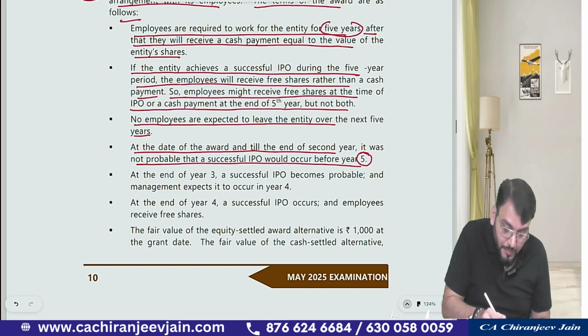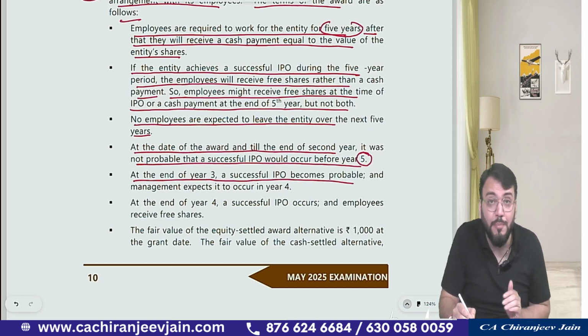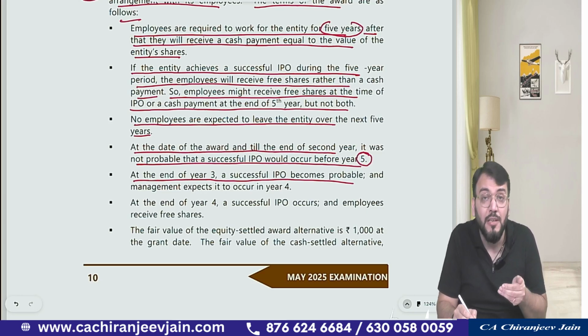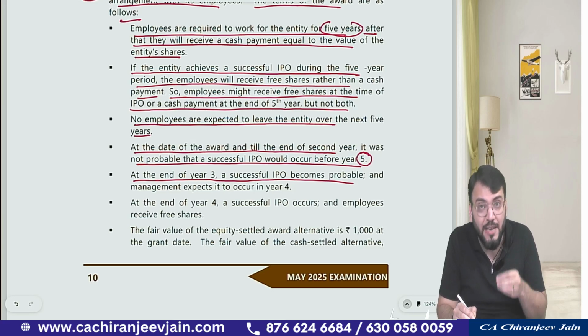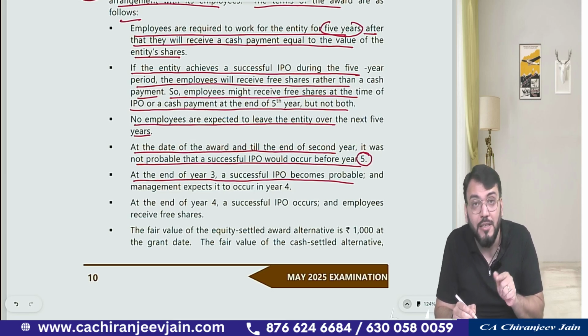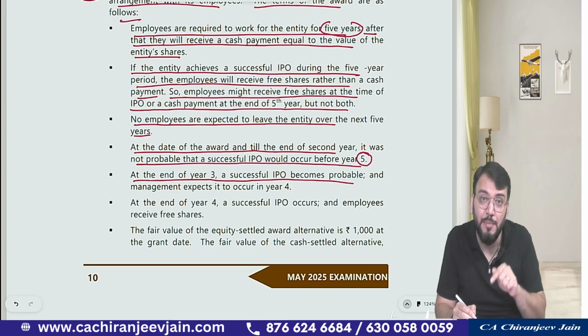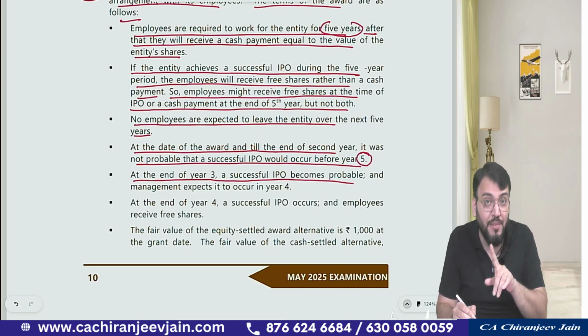Yes sir. At the end of year 3, a successful IPO becomes probable. Now it becomes probable that the IPO will be achieved. So if the IPO will be achieved, now there is no probability of cash settlement. Therefore, can I say we need to reclassify the SBP liability into SBP reserve. Now when you are doing the reclassification, the SBP reserve will be accounted at fair value based on grant date.